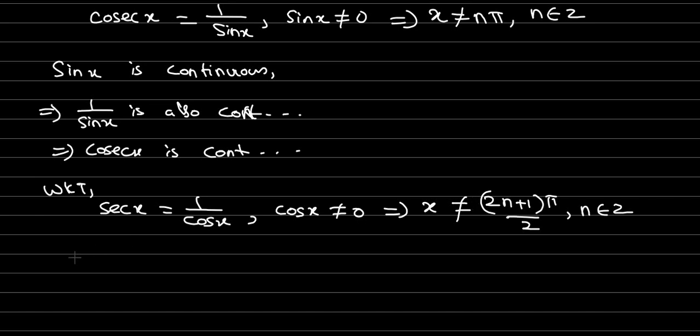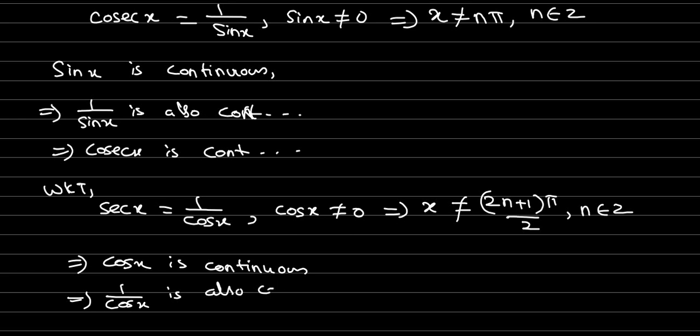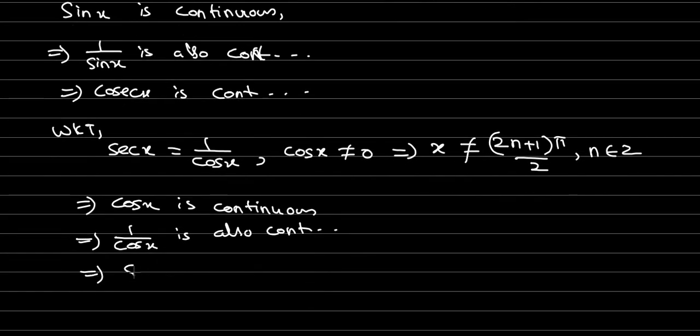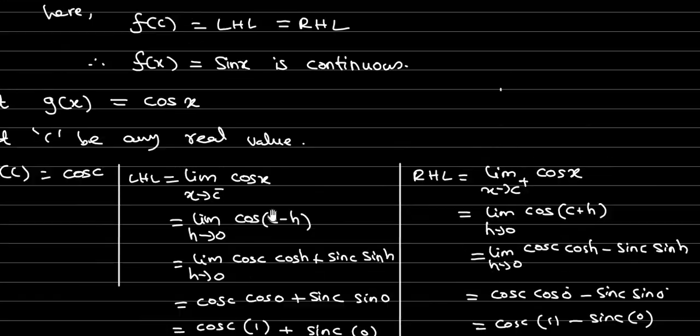So we know that cos x is continuous, right? Above we have a proof of it. So cos x is continuous. Then obviously 1 by cos x is also continuous. So as per the algebraic properties of continuity, we can say secant x is continuous from this. Got it?